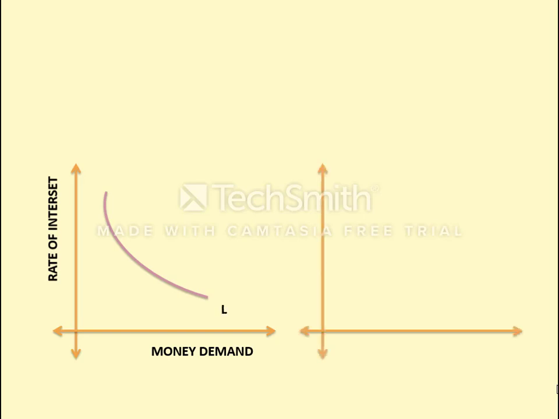On the right side of the quadrant, we are measuring money supply on the x-axis and the rate of interest on the y-axis. According to Keynes, money supply is a policy variable and fixed by monetary authority and is not dependent on the rate of interest, and therefore we get a vertical line parallel to y-axis showing the constancy of the money supply.